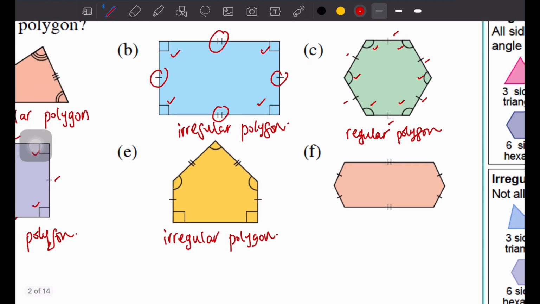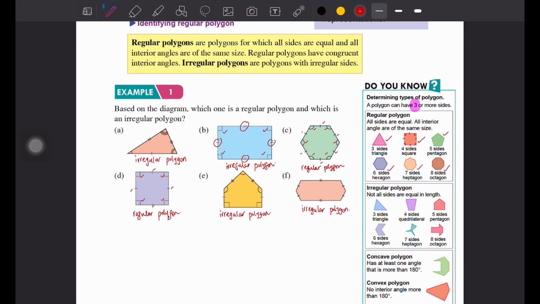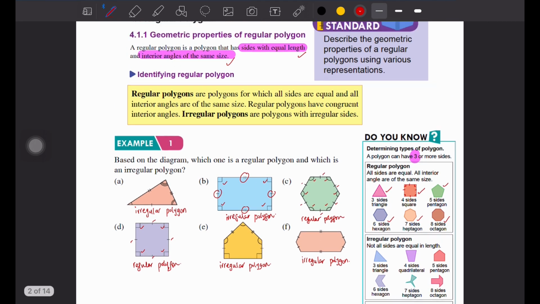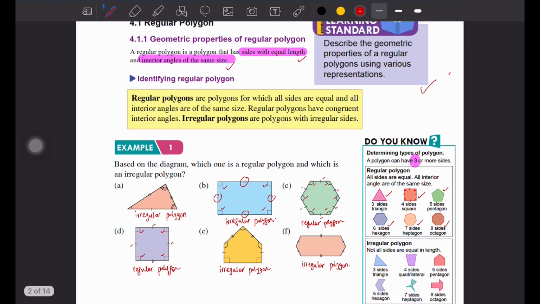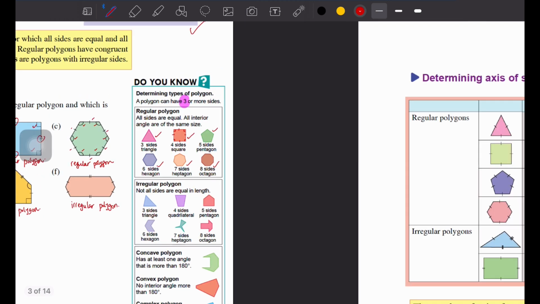Okay, and the last one, this is an irregular polygon. Okay, so I hope you understand the first learning standard for today. Quite simple.